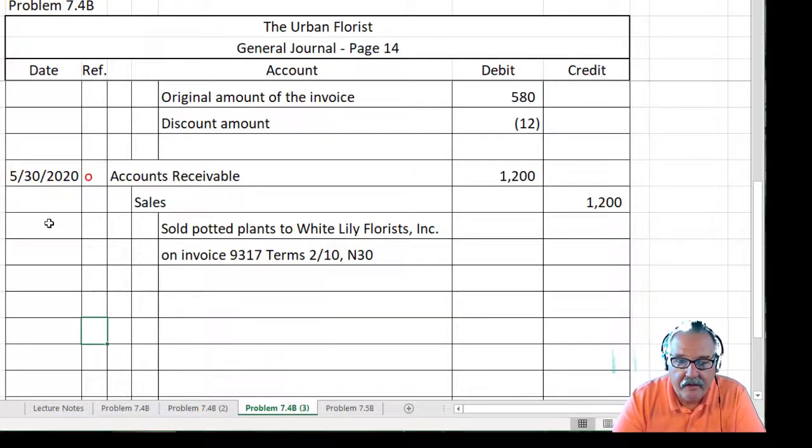I'll stop the video there, and I'm going to make another video that you can watch that will take it from this point and then post to the subsidiary ledger and the general ledger. So stay tuned for that.